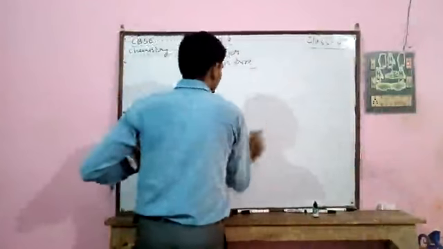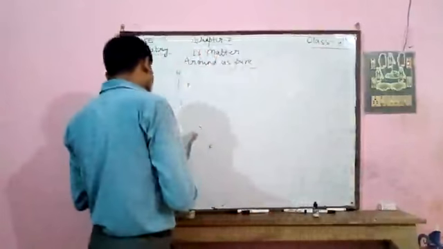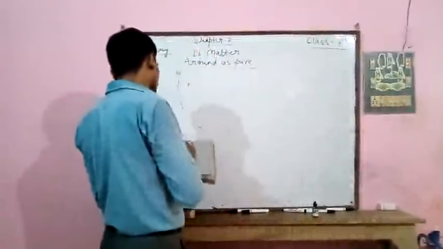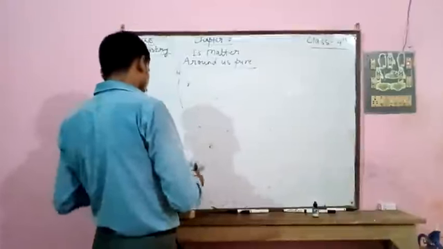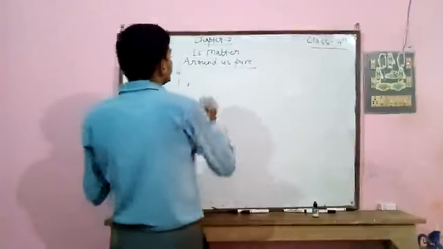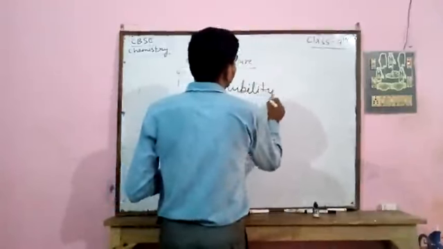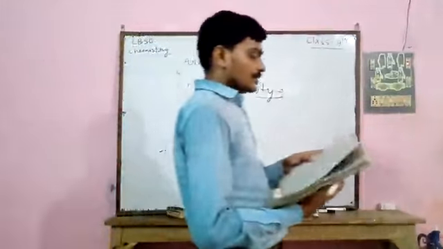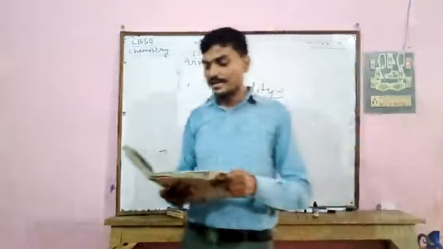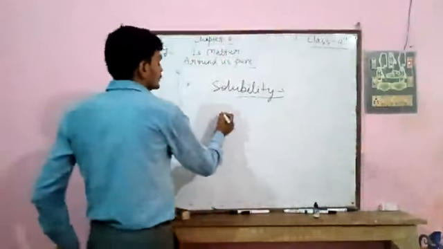Now, the next point is solubility. What is solubility? The maximum amount of solute which can be dissolved in 100 grams of solvent at a specified temperature is known as the solubility.